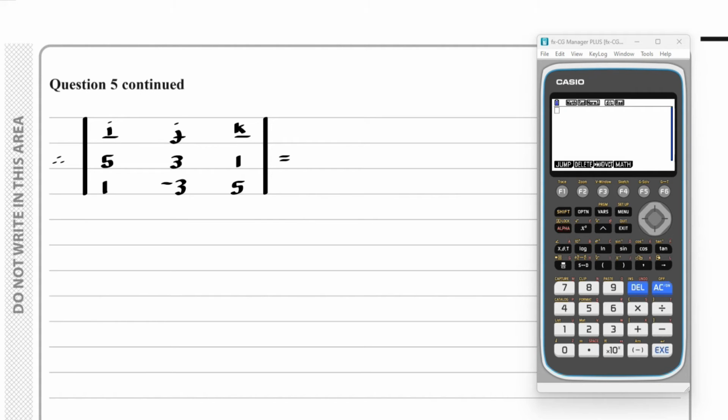So let's work this out using our calculator. We need to define vector A and vector B. So if we press F3 and F6 to switch this to vector mode, if we define vector A, we have a 3 by 1. We have 5, 3, 1. What we also need to do is define vector B. We have 3 rows, 1 column. We have 1, -3, 5.